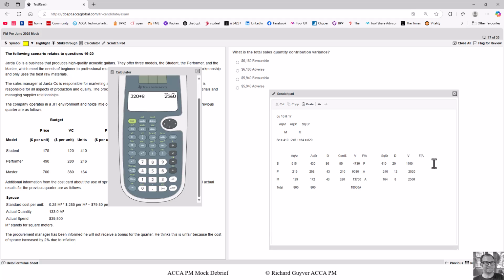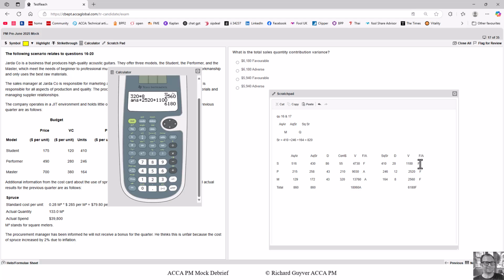Are these favourable or adverse? Well, the actuals, we use this column, are greater than the standard. It's true for all of them, and that is what we'd expect because either the yield is greater or the yield is less. So now we total these. I've already got the 2560. So I end up with 6180 favourable.